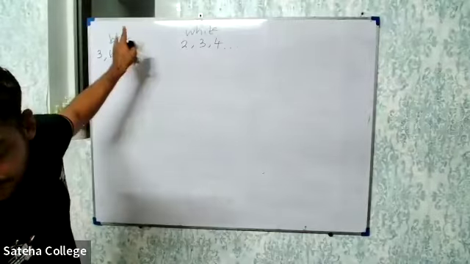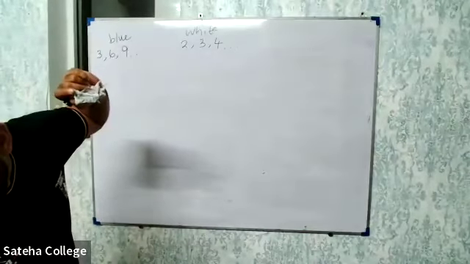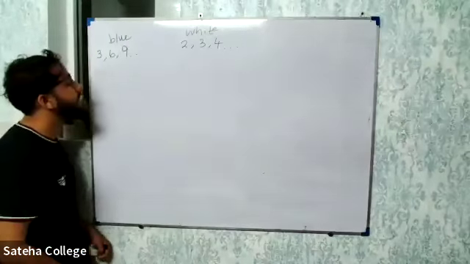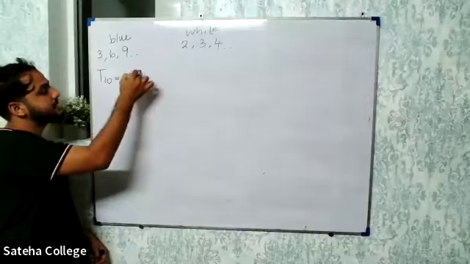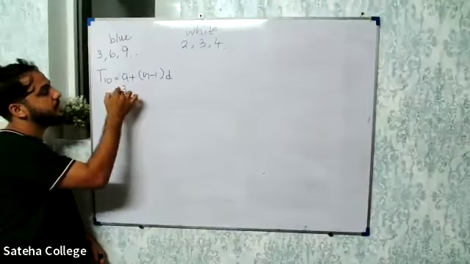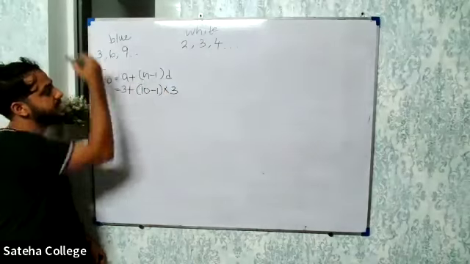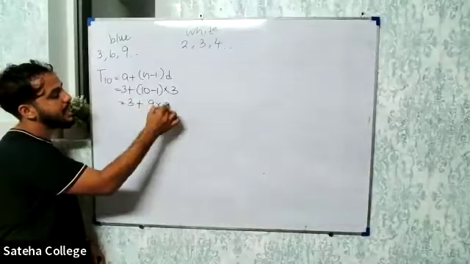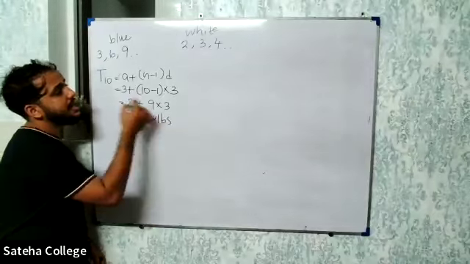Problem number 1, write the number of blue bulbs in the first 3 circles, that we have done already. Next: how many more blue bulbs are there than white bulbs in the 10th circle? Now in the 10th circle for blue color you can apply T10 is equal to a plus n minus 1 into d. Your first term here is 3, plus the 10th term, 10 minus 1, into the common difference here, which is 3, since 6 minus 3 is 3. So 3 plus 10 minus 1, that is 9. 9 into 3 is 27. 27 plus 3 is 30 bulbs.